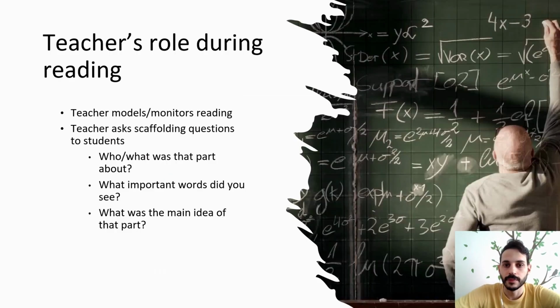When the strategy is first introduced, the teacher should be the one that is modeling the strategy and discussing why they are taking the steps or annotating the things that they are. Once the students are working in small groups or independently, the teacher should monitor that they are annotating the text, marking it, and that they are thinking about what is the main idea of what they're reading.